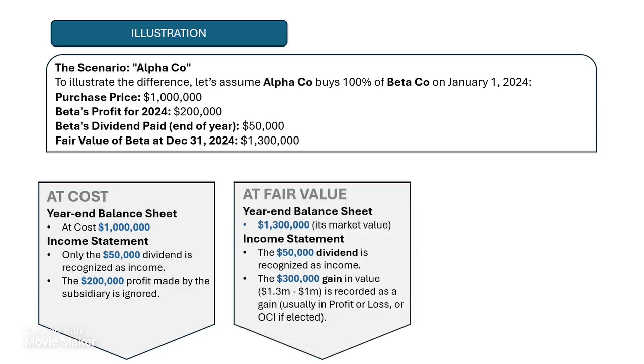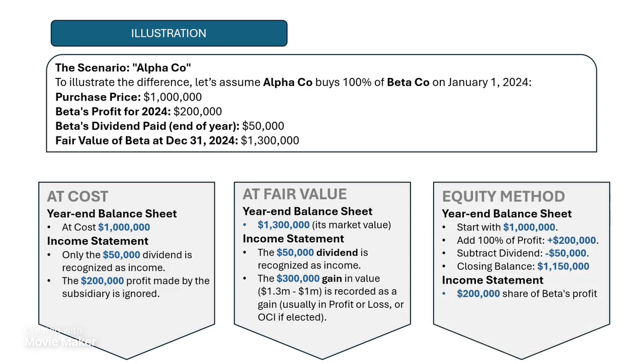Now move on to the fair value method. Under the fair value method, as the name indicates, the year-end balance sheet will show the investment of Alpha in Beta at the fair value of Beta at the year end, which is $1,300,000, the market price of Beta company. In the income statement, the $50,000 dividend is recognized as income, as was done in the cost method. The $300,000 gain, which is due to the difference between the carrying value and the fair value, is recorded as a gain in the profit or loss statement, or as I told you earlier, it can be OCI if the company has elected to record its gains and losses using OCI.